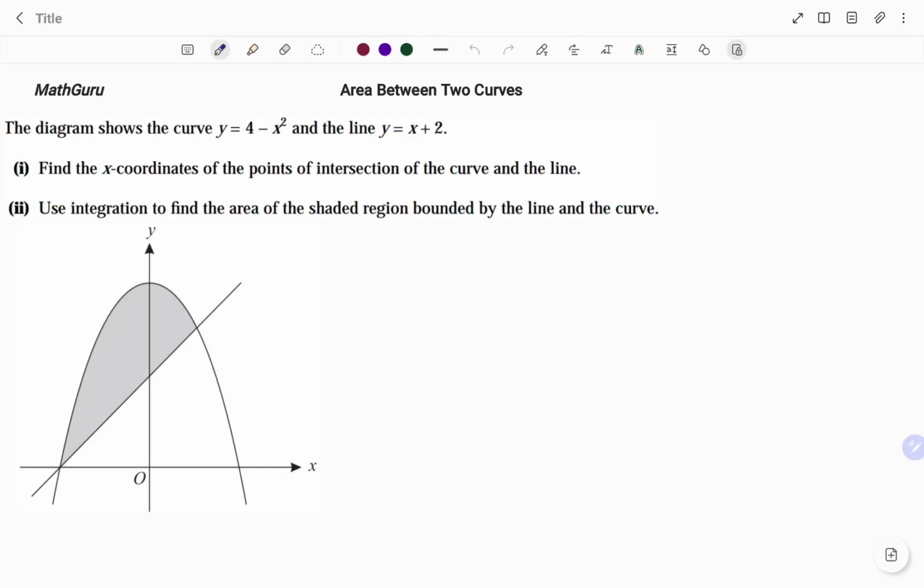In this video, I'm going to show you how to find the area between two curves using our knowledge of integration. The diagram shows the curve y equals 4 minus x squared and the line y equals x plus 2. One, find the coordinates of the points of intersection of the curve and the line, and two, use integration to find the area of the shaded region bounded by the line and the curve.